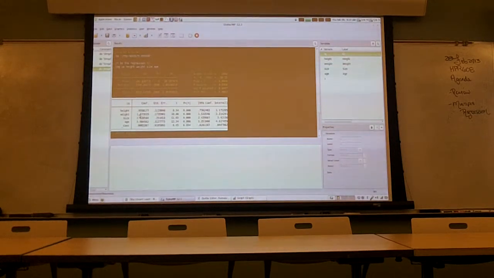We're missing a little bit in that interpretation: holding weight, size, and age constant, right? That's important. Okay. And how about these confidence intervals here? How would we interpret this?